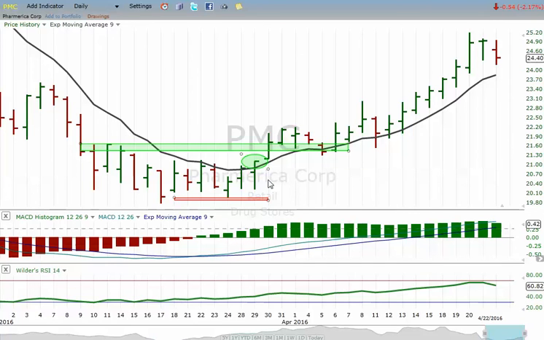So one of the things that I like to do is run scans for stocks that have been trading below the 9 EMA, moved back above it, and then go back several days. Even a week. I'll go back 1, 2, 3, 4, 5 days. A lot of times you'll see this type of pattern where it'll run up a little bit, pull right back to that 9 EMA, and then give you another opportunity.